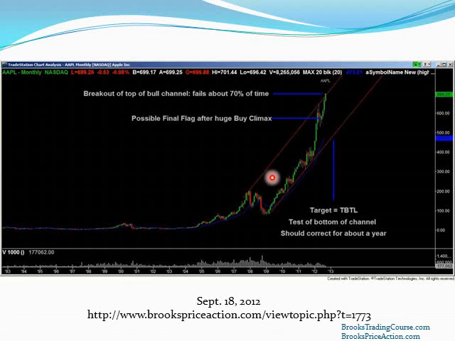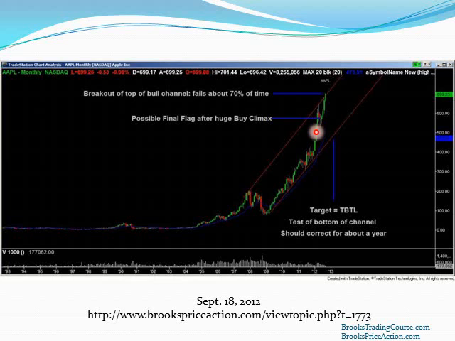At the time, there was a very strong trend up in Apple, and the market was in a strong channel at this point. And if you draw a trend channel line across the tops, the market then broke out of the top of the bull channel, and typically about a third or less of the time when that happens, you get follow through, and this is an example of that.